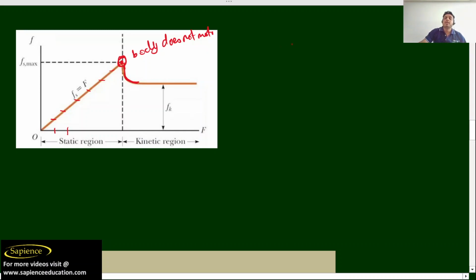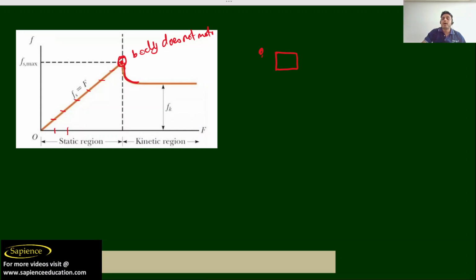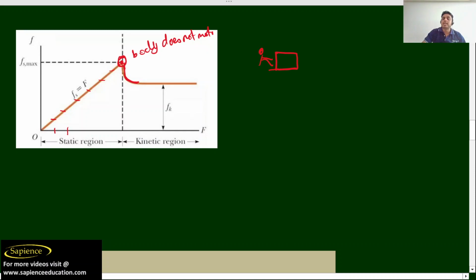Why is this happening? You can understand, or you can also experience it at home. If you are applying a force just when a body is at rest, it is very hard. You need to apply a large force, but as soon as the body starts moving, you require less force. Why is this so? Because when the body is at a static position, the interlocking is very strong and the molecular attraction force is also very strong.